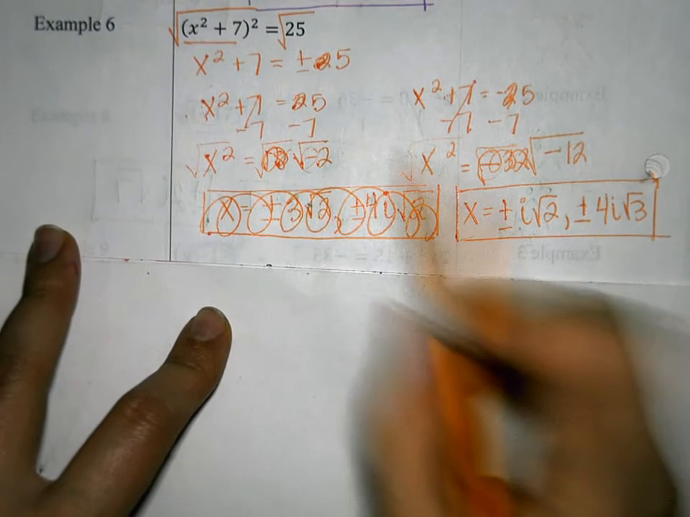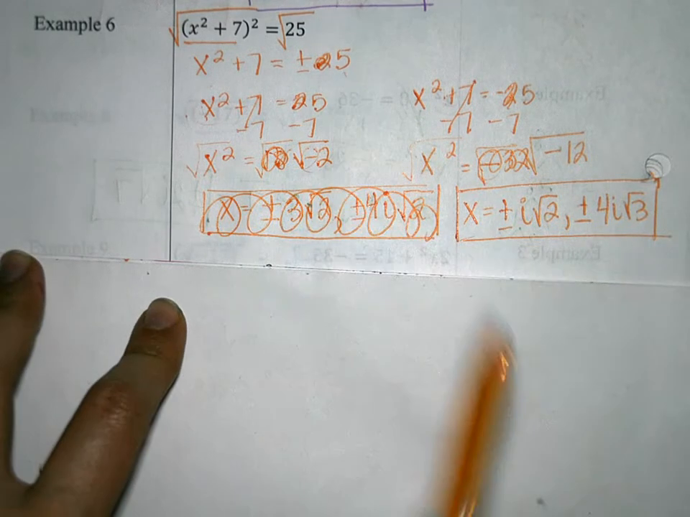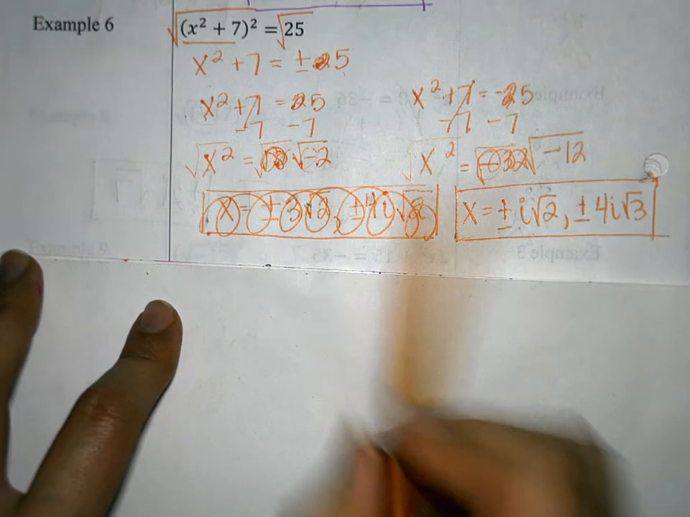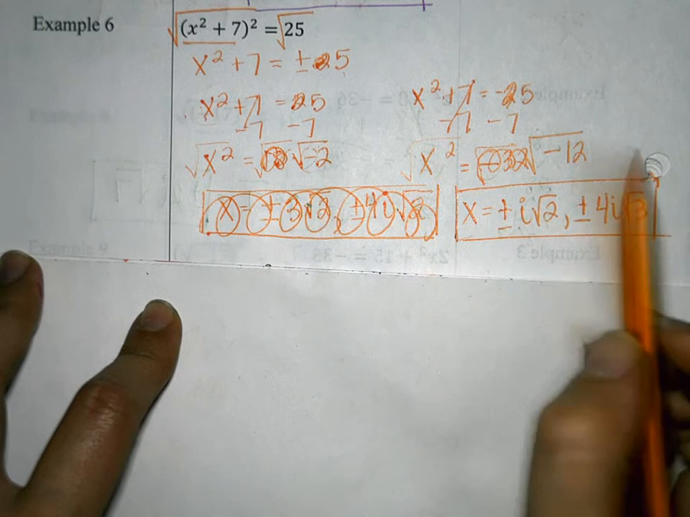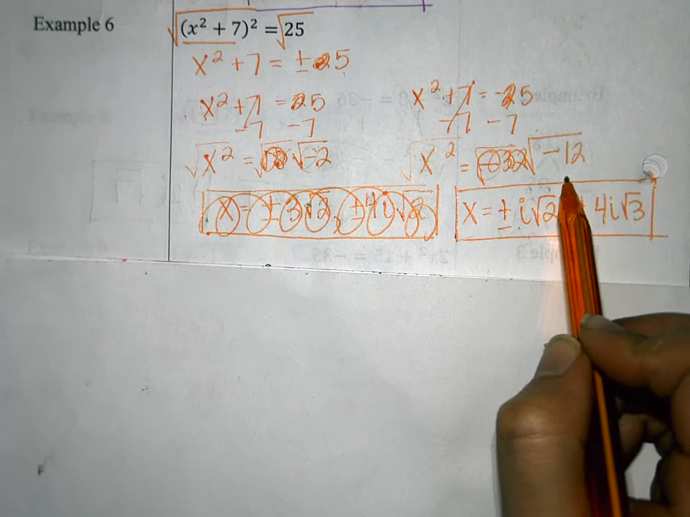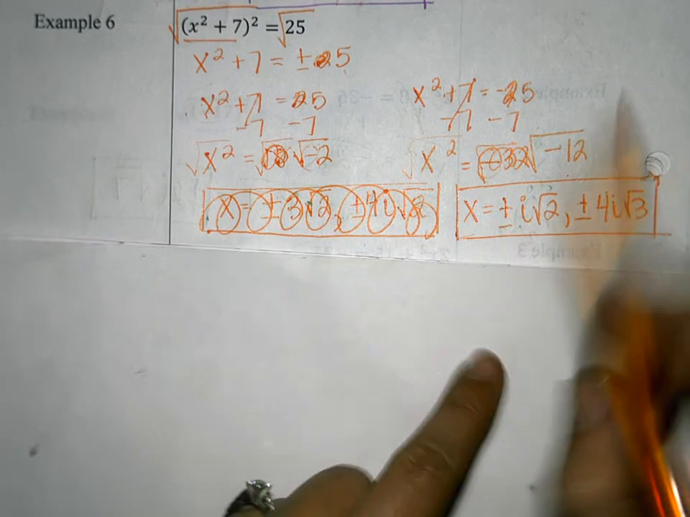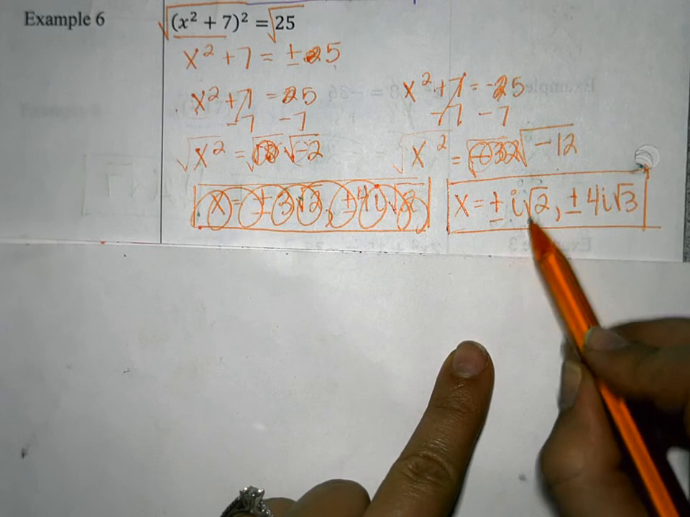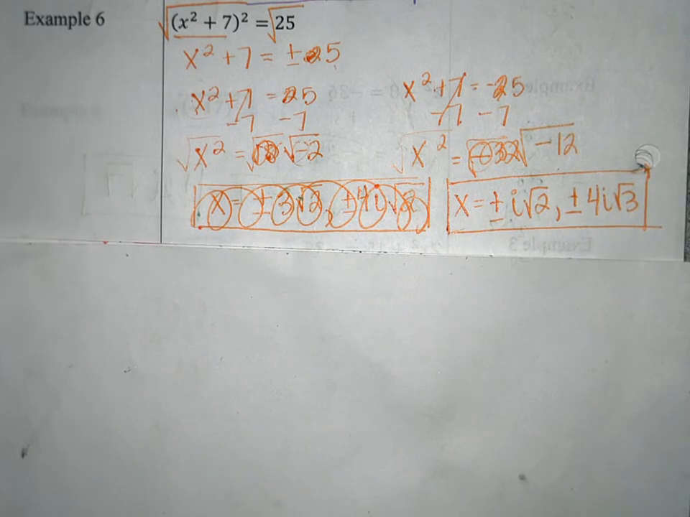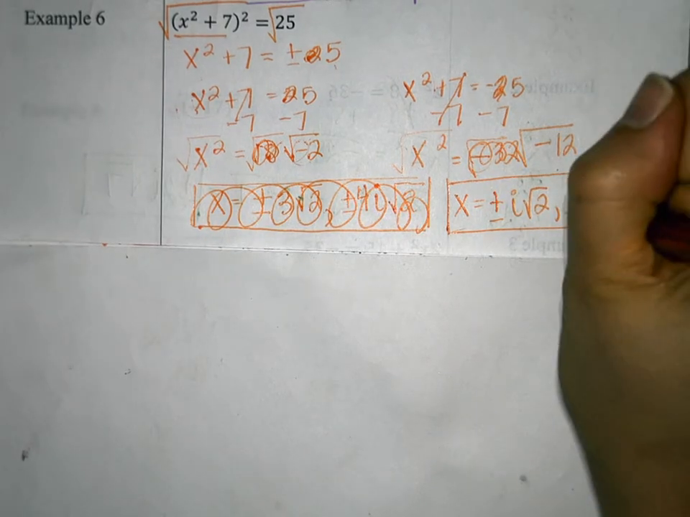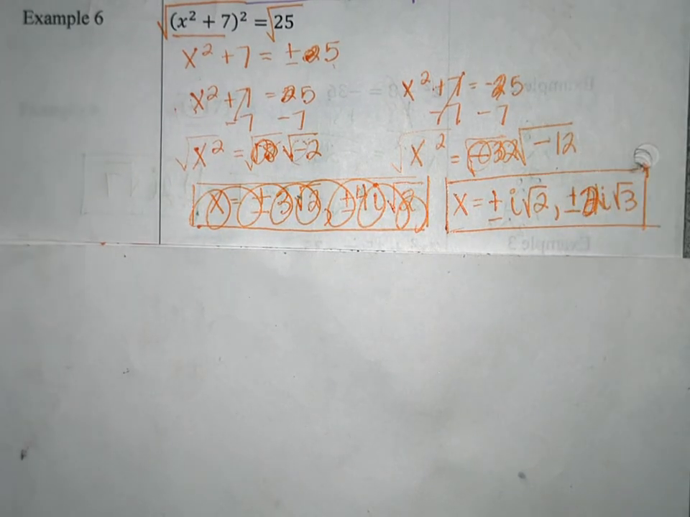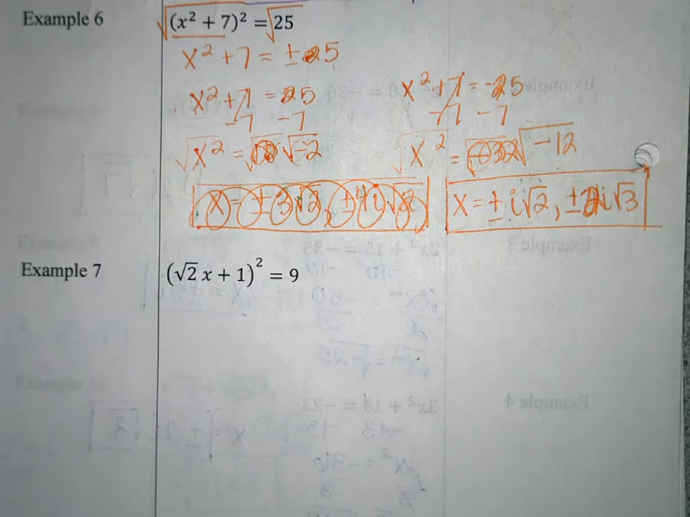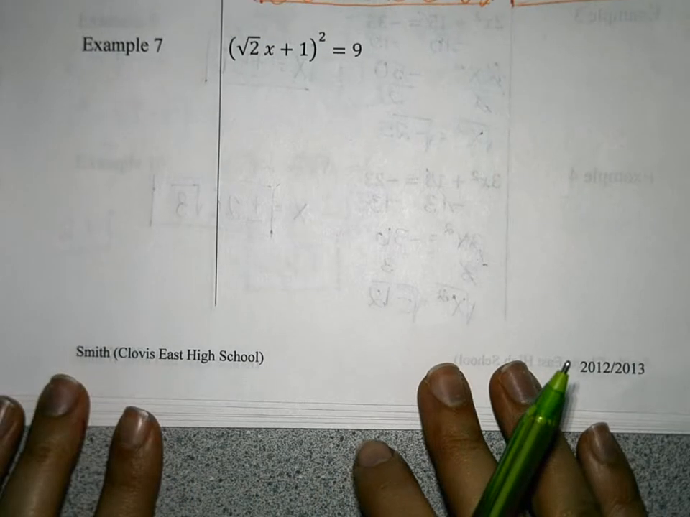So the square root of 25 is plus or minus 5, and then that changes our whole answer to x squared equals negative 2 and x squared equals negative 12. So then when we take the square roots of each of those, we get plus or minus i root 2 and plus or minus 2i root 3. Hopefully you guys are able to follow that. Okay, last one, and let's hope that I do better on this one.